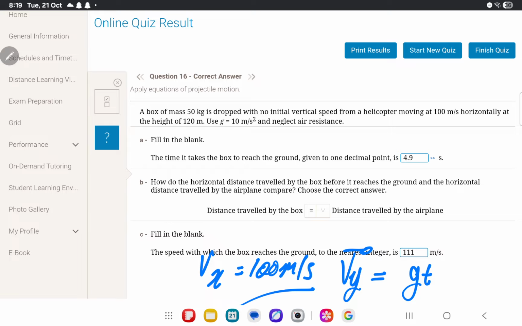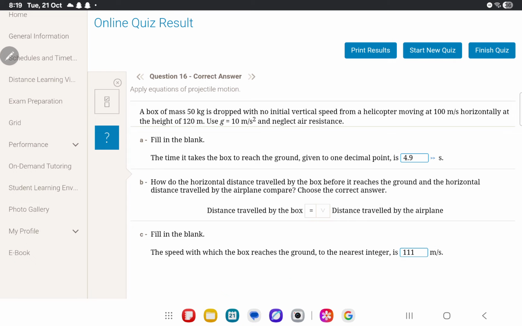Okay, now we have the time interval, right? This is how much time it took. So Vy is equal to 10 times 4.9, that's 49 meters per second, right? Now you apply the magnitude of this velocity. So the square root of 100 squared plus 49 squared, that's 111.35, so it is 111 meters per second.